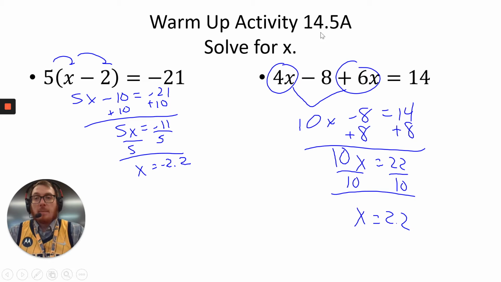That'll give me 5x minus 10 is negative 21. To get rid of minus 10, I'm going to do plus 10 on both sides. Realize negative 21 and 10 are on opposite sides, so it's really a subtraction problem. It's negative 11 because the larger number is negative. And then divide by 5 and you get negative 2.2.